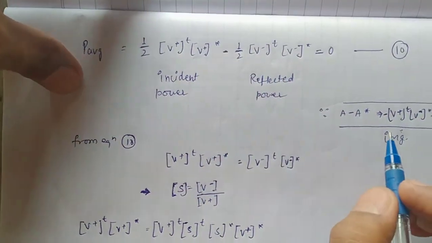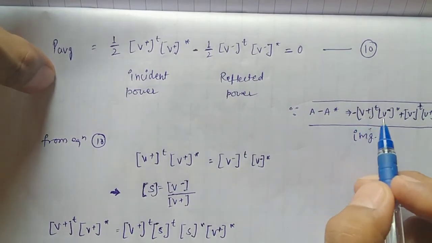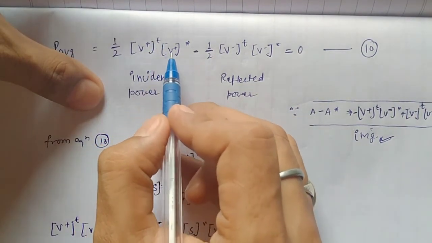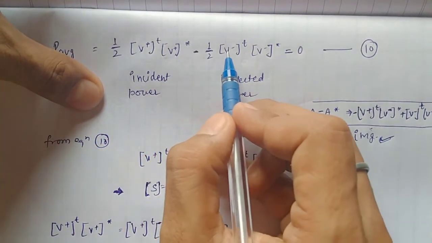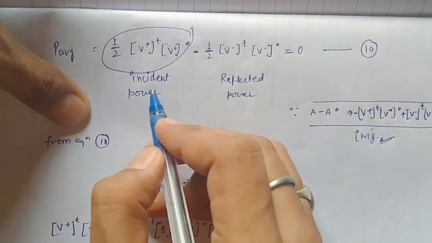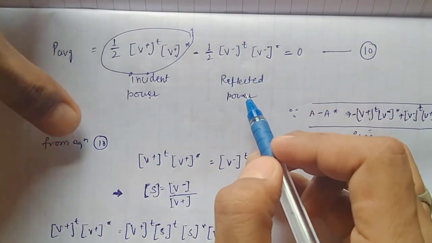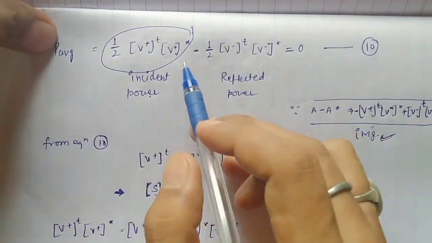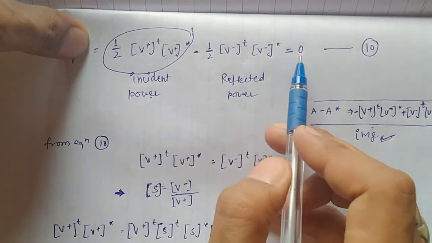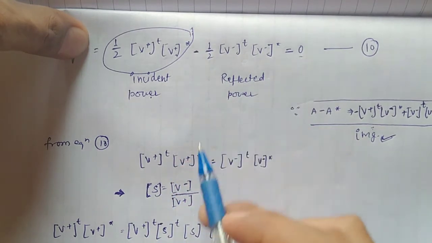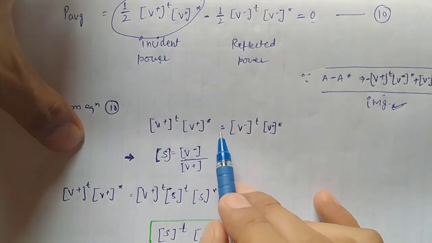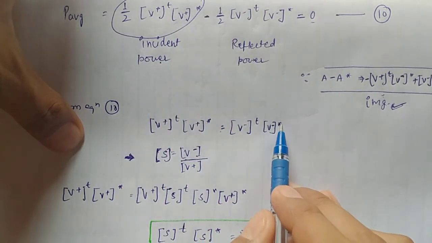So as I have written here, you can see A minus A conjugate is nothing but these two quantities, which is purely imaginary power. So the remaining term is half of V plus transpose V plus conjugate minus half of V minus transpose and V minus conjugate. This term is given as incident power and this term is denoted as reflected power. As we told, for a lossless network, this real power should be equal to 0. So if we equate it with 0, we get the condition that V plus transpose V plus conjugate should be equal to V minus transpose into V minus conjugate.